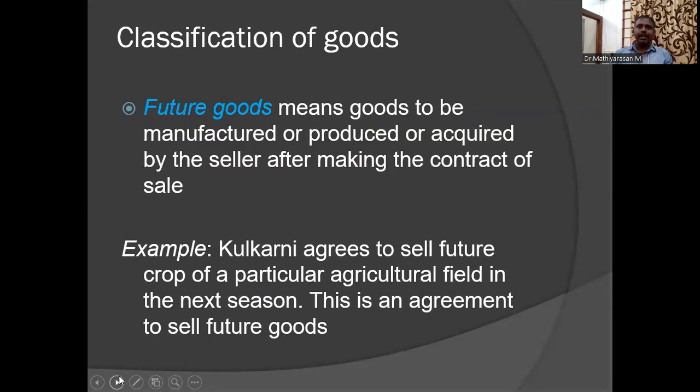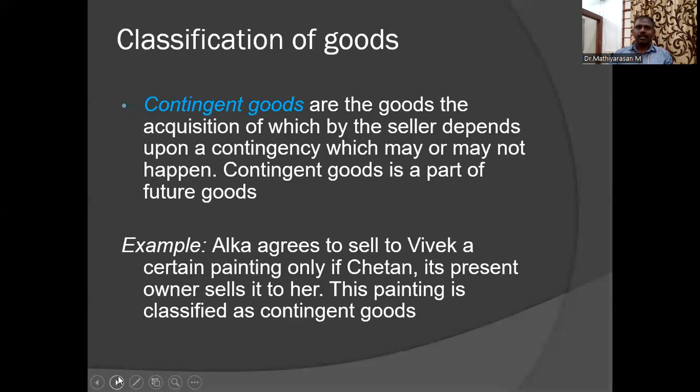Future goods means goods to be manufactured or produced or acquired by the seller after making the contract of sale. For example, Mr. Kulkarni agrees to sell the future crop of a particular agriculture field in the next season. This is an agreement to sell future goods.